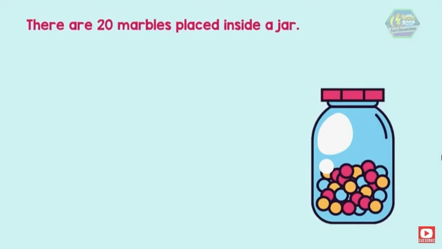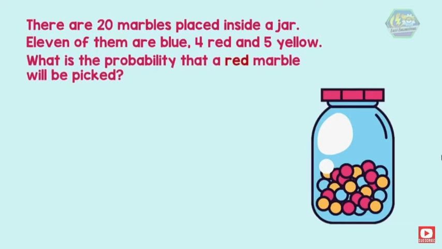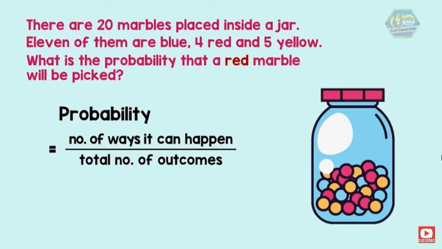There are 20 marbles placed inside a jar. 11 of them are blue, 4 are red, and 5 are yellow. What is the probability that a red marble will be picked? So again, let's use this formula to find the probability. There are 4 red marbles, so the number of ways it can happen is equal to 4. And since there are a total of 20 marbles in the jar, the total number of outcomes is 20. 4 divided by 20 is equal to 4 over 20, or 1/5, or 20%.